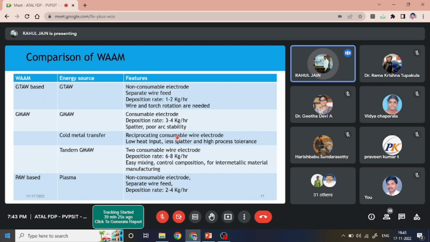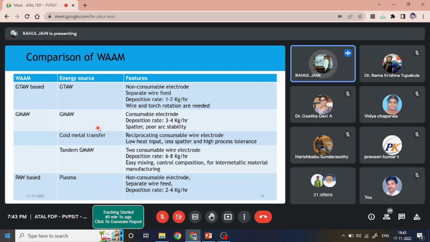Because this consumable wire electrode is reciprocating back and forth along with the feed velocity, you are trying to introduce a short circuit metal transfer. And because of that, the heat input which is coming is very low. If you have a low heat input, the distortion would be less. If distortion is less, your process tolerance would be very high, right? And because we are doing short circuit transfer instead of globular transfer, the spatter would be less, right?